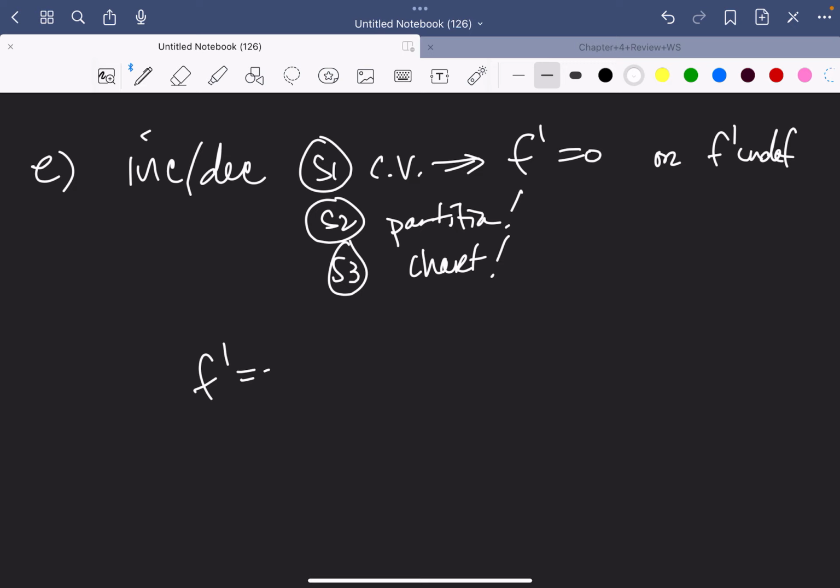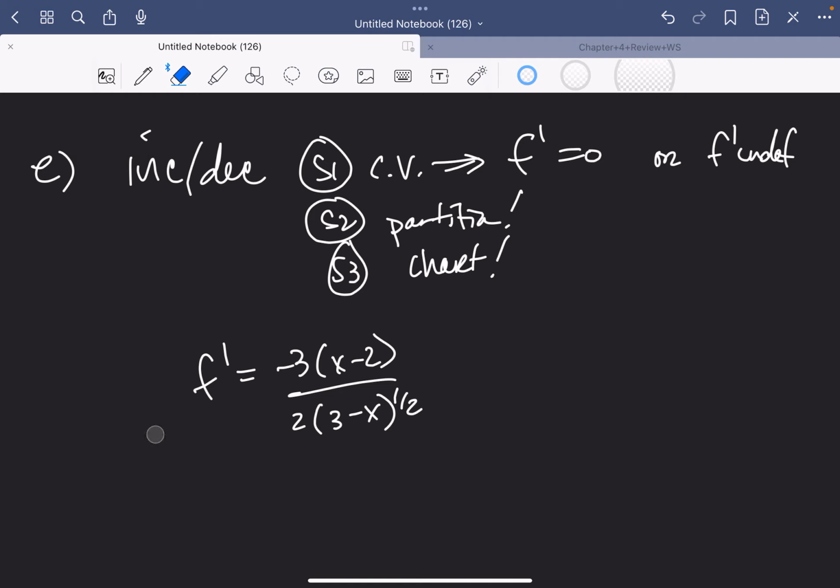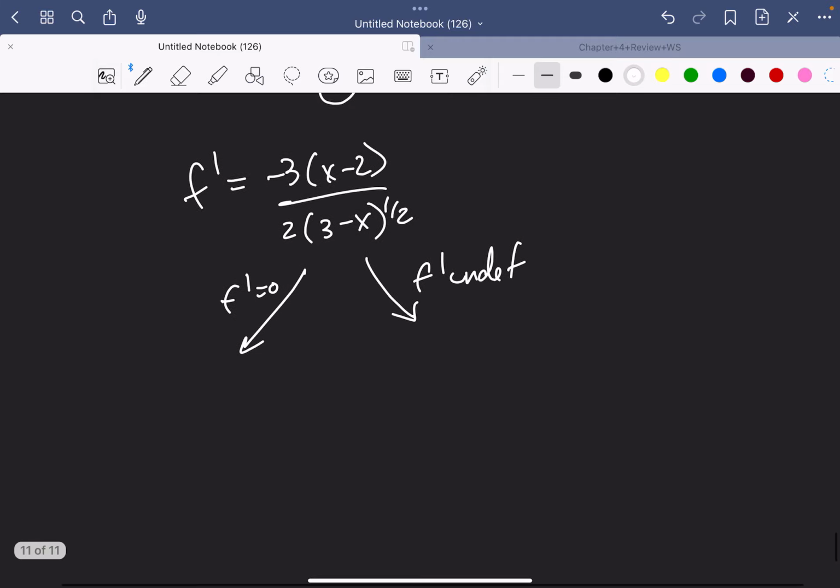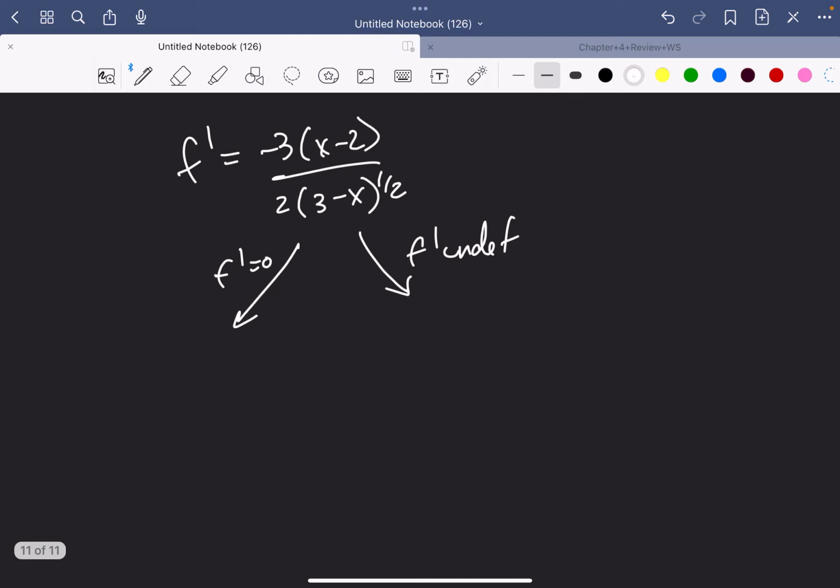So if I take the derivative and set it equal to 0, the derivative they gave me, first I write down, they told me the derivative was this, right? Negative 3x minus 2 over 2 times (3 minus x) to the 1/2. And two things happen. Either it's where the derivative equals 0, or it's where the derivative is undefined. So derivative equals 0 means what? Negative 3, I'm sorry.